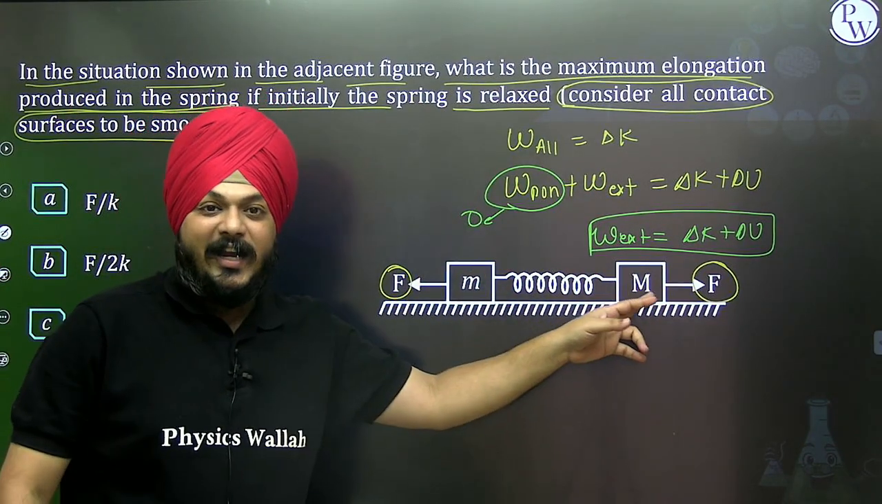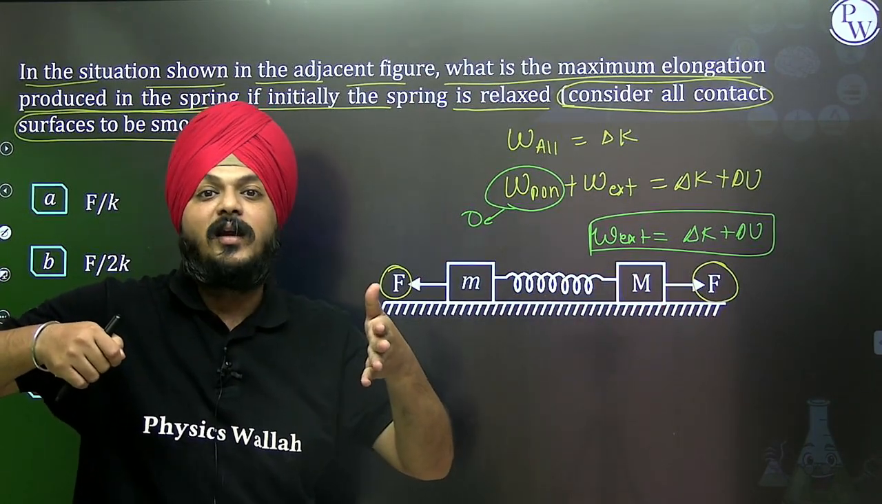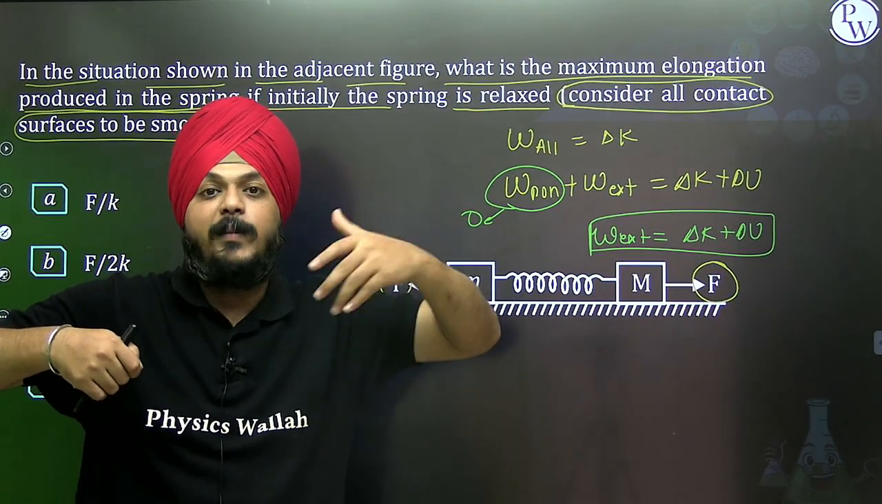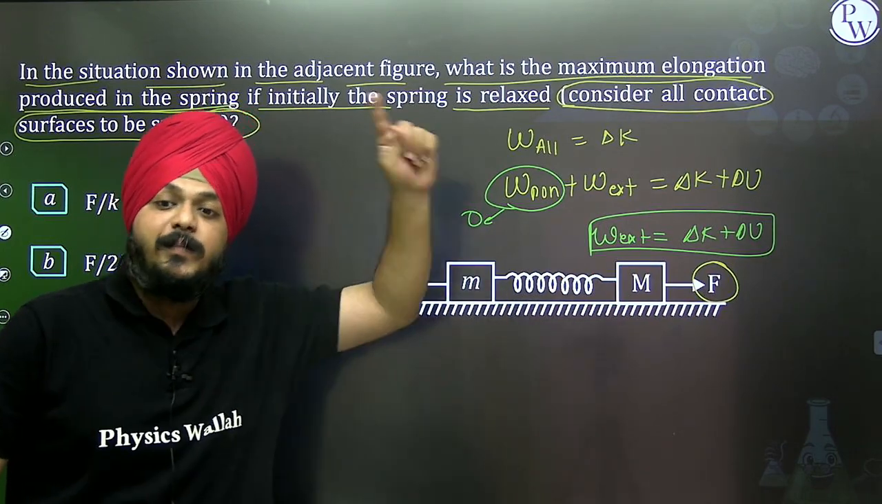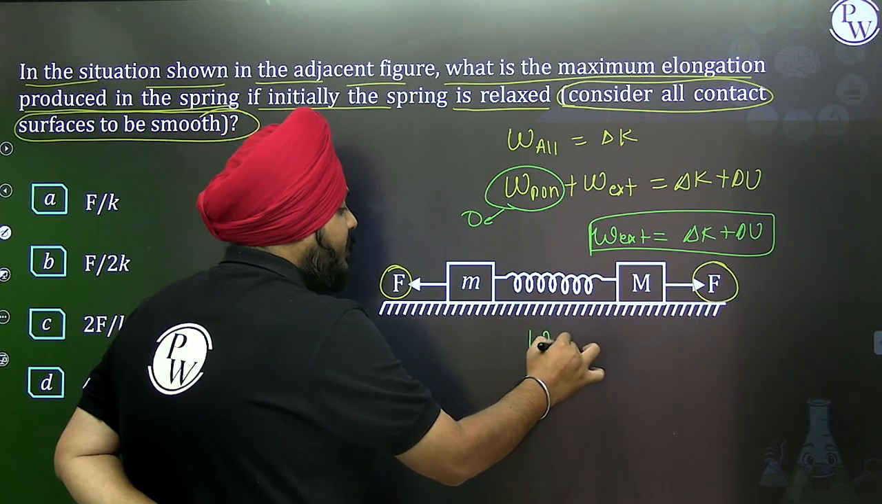They both are elongating the spring. Suppose one is trying to elongate and one is trying to compress. Then there is a possibility that the spring may be at its natural length. But here both of them are elongating the spring. It means both of them are doing the work. So, work done by the external agent.